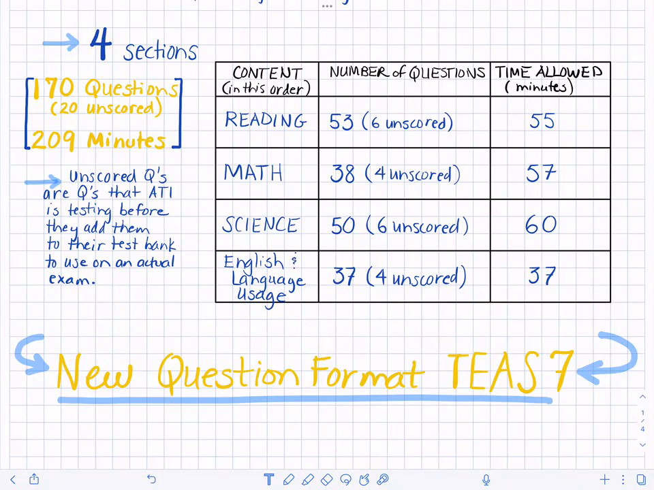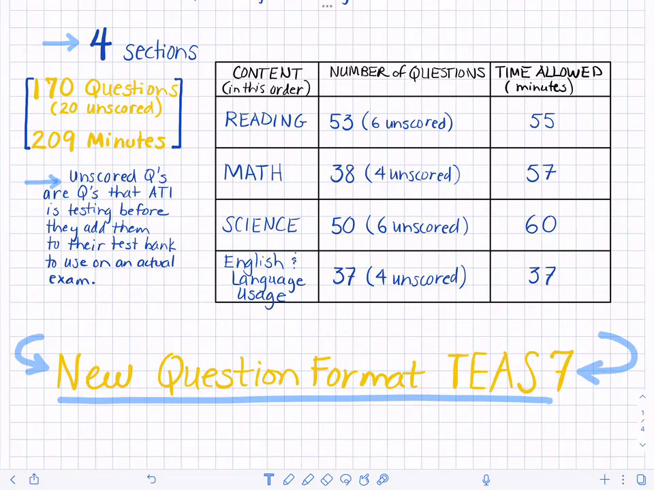The content areas, and these are in the correct order as you will experience them when you take the TEAS, are reading, 53 questions, 6 unscored. Time allowed is 55 minutes. Math, 38 questions, 4 unscored, 57 minutes allowed. Science, 50 questions, 6 unscored, and 60 minutes allowed. And English and language usage, 37 questions with 4 unscored and 37 minutes allowed.